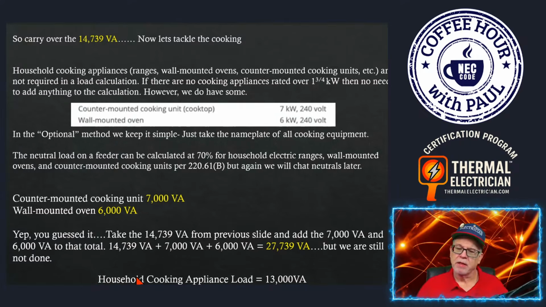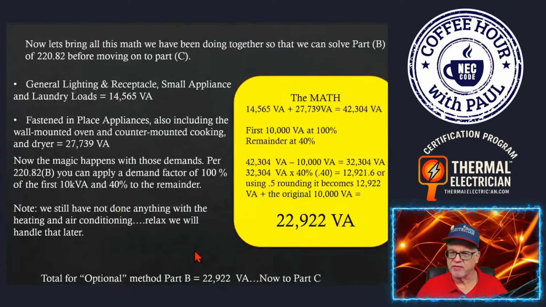Okay. Now, that's our total for cooking, 7 and 6. So that's 13. So we added the two together. That's the 27. Now, we're actually done the first part. We don't have to do heat and air conditioning comparisons yet. We need to finish up the first part, B, before we move on to C.